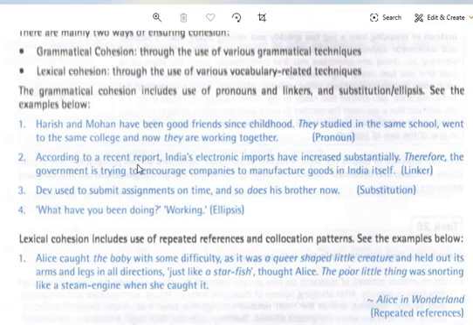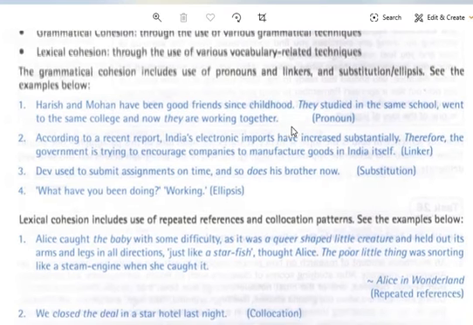Now, according to a recent report, India's electronic imports have increased substantially. Therefore, the government is trying to encourage. This sentence and this sentence I'm combining with the word "therefore", which is a linker. Here I can use "hence" as a linker. So any kind of words, all the conjunctions like but, therefore, hence, thereafter, similarly, in addition to, are words used as linkers.